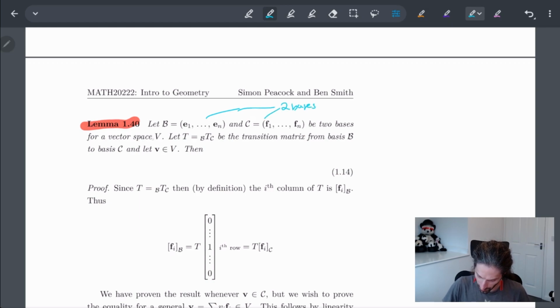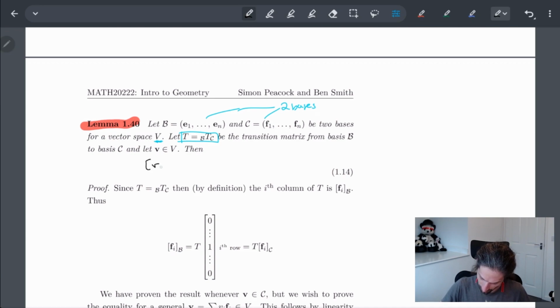in some vector space V, and we're going to denote T by BTC, and this is going to be the transition matrix from B to C, right? So again, from basis to basis. What we end up having is the following.